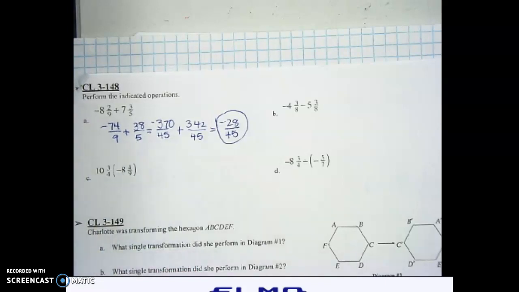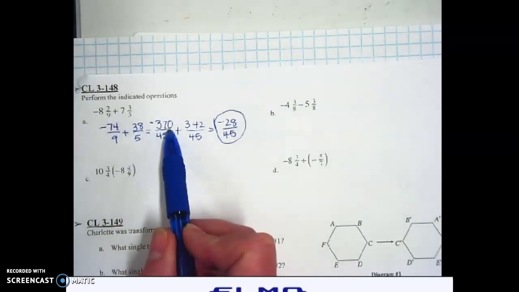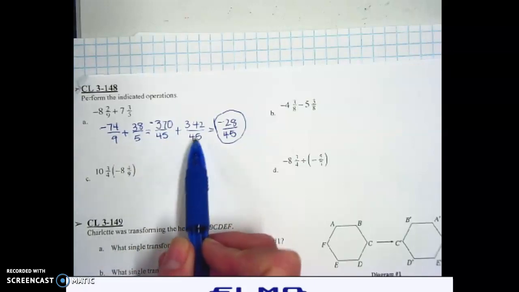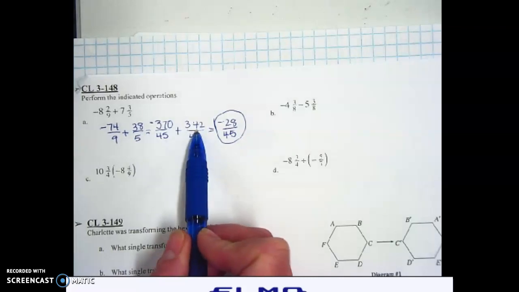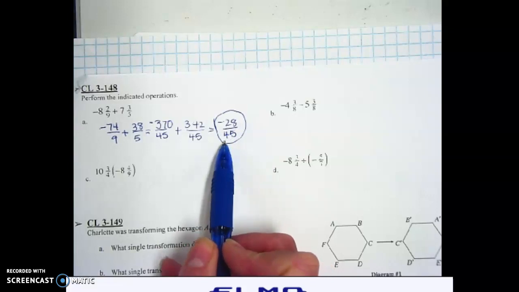Then you need a common denominator, which I found was 45. So 9 goes into 45 5 times. 5 times negative 74 is negative 360. 5 goes into 45 9 times. 9 times 38 is 342. Then you just combine the numerators to get negative 28 over the new denominator of 45.